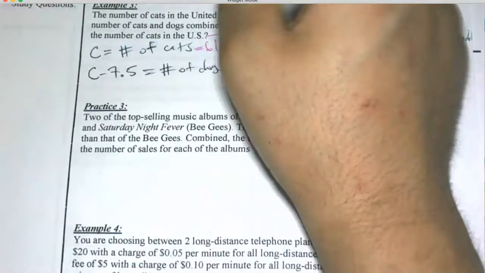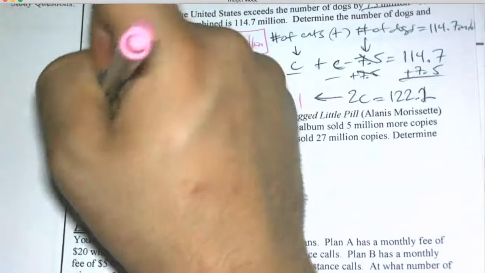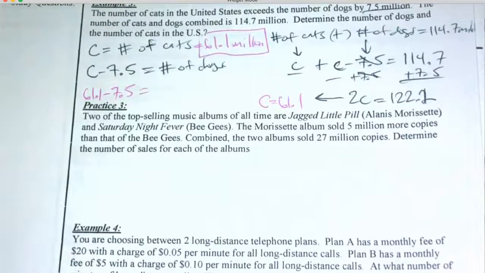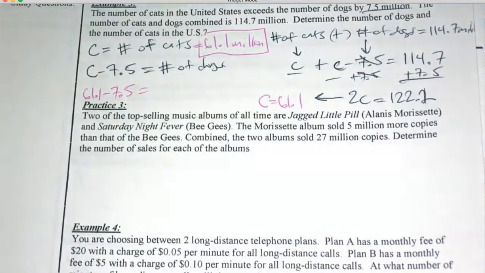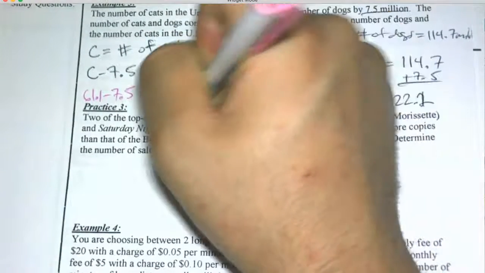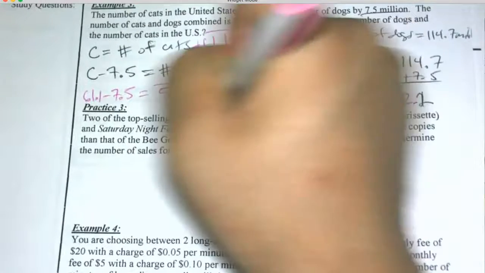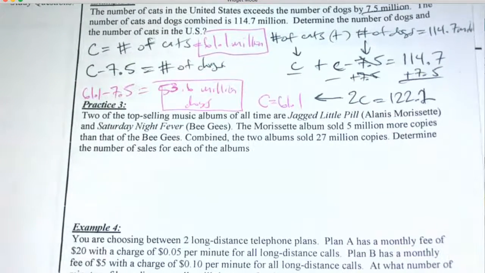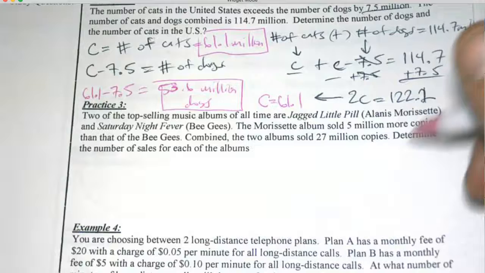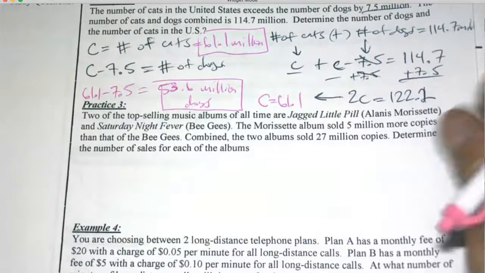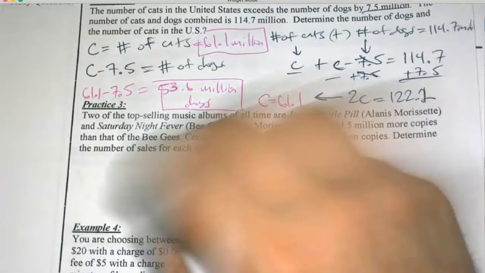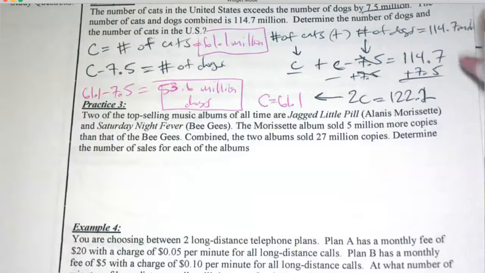Right, that's cats. The number of dogs would be 61.1 million minus that 7.5. So the number of dogs would be 53.6 million dogs. And again, that hopefully isn't too tricky. There is more than one way to do these, but I think I'm just going to use the algebraic method. But you can reason this out a little bit also and get it that way.